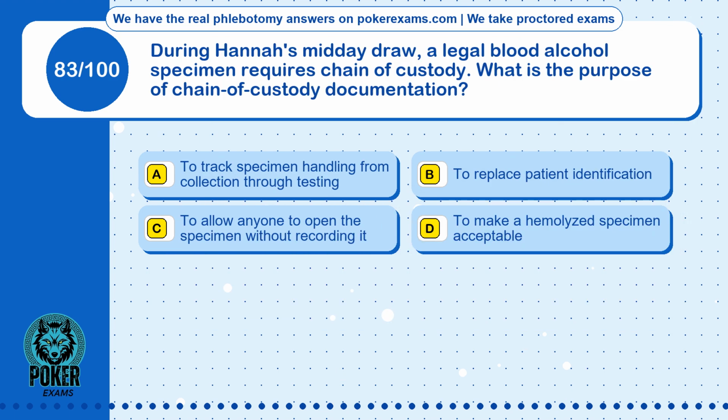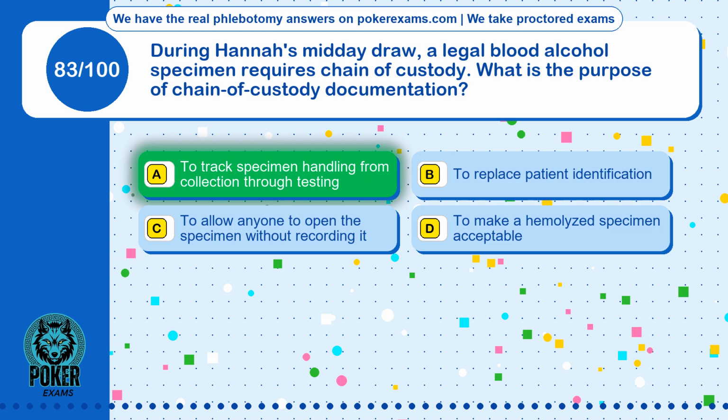Question 83. During Hannah's midday draw, a legal blood alcohol specimen requires chain of custody. What is the purpose of chain of custody documentation? Option A. To track specimen handling from collection through testing. Option B. To replace patient identification. Option C. To allow anyone to open the specimen without recording it. Option D. To make a hemolyzed specimen acceptable.